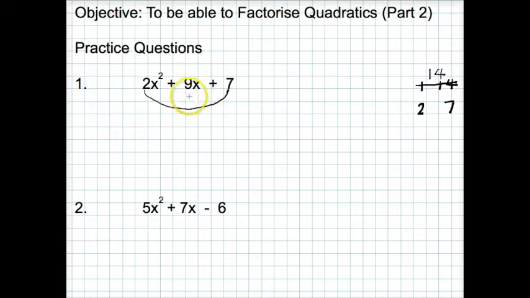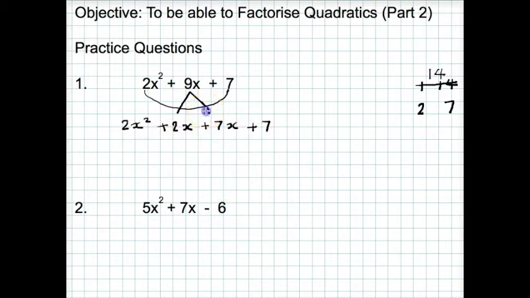What we now do is we split the 9x into the 2 and into the 7. So I'm going to split this 9x into 2x and 7x. I'm going to write the whole expression out again. So I've got 2x squared plus 2x, I'm going to put the 2x first, plus 7x plus 7.